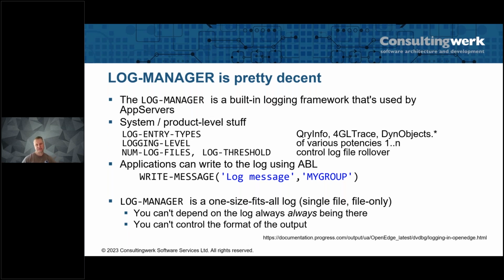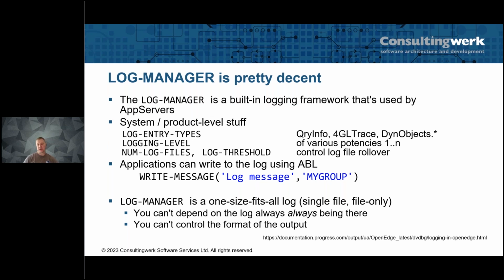And there's a bunch of log entry types here. There's some that are kind of debug only. There's one called UBNet, which dumps out some of the network traffic that you really should only use for working with Progress tech support.